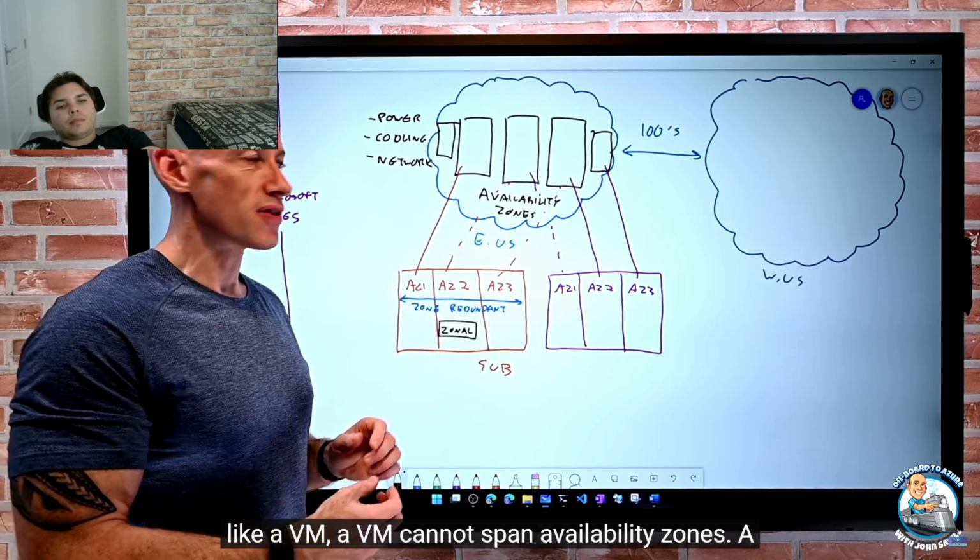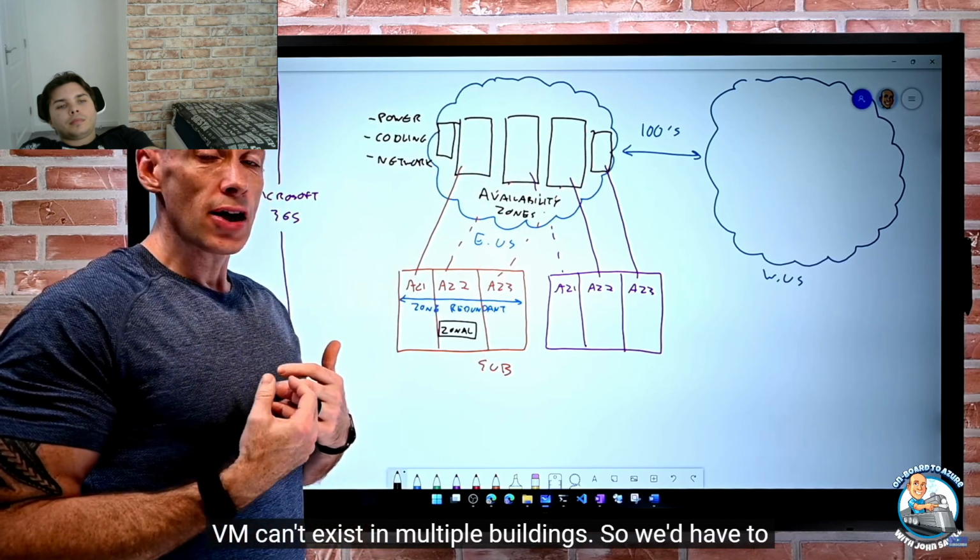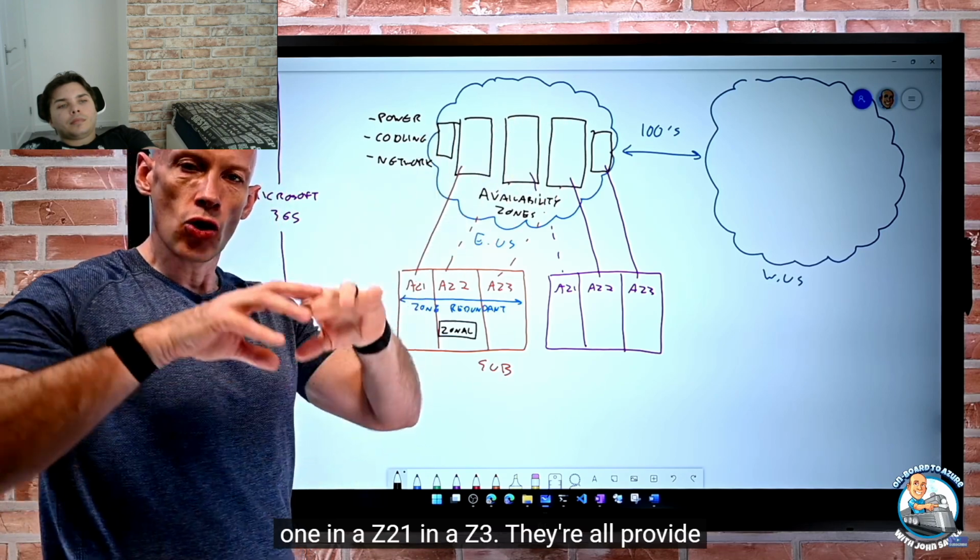A VM cannot span availability zones. A VM can't exist in multiple buildings. So I'd have to create zonal VMs, and I'd create maybe 3. One in AZ1, one in AZ2, one in AZ3, to all provide the same service.